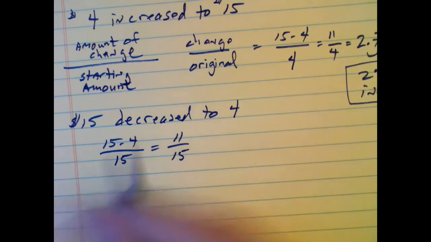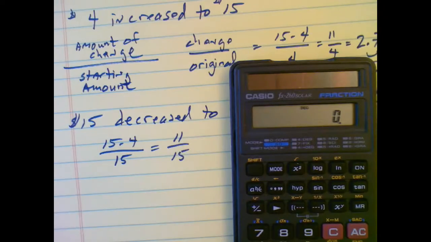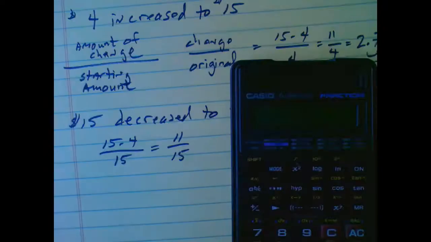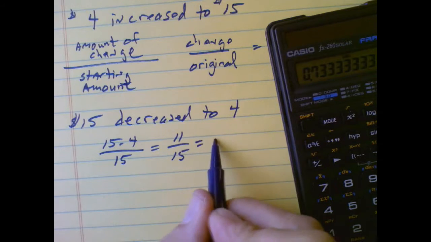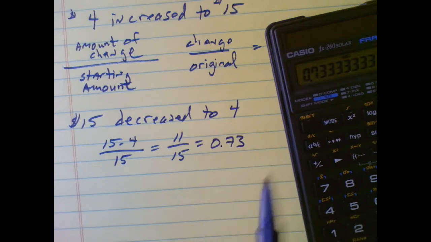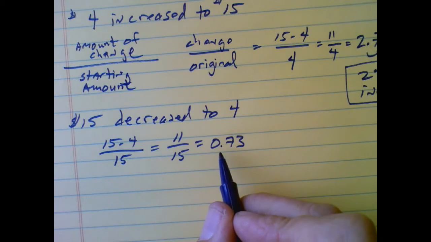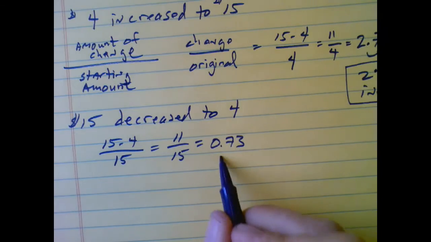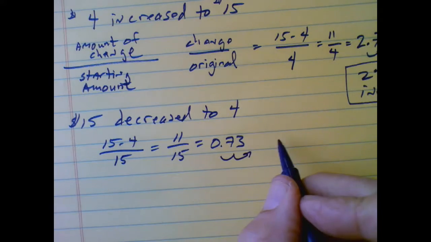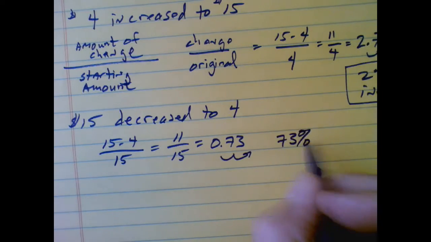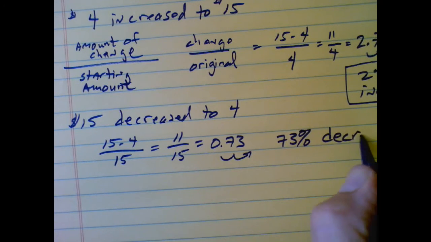Now I have 11 over 15, and when I put in 11 divided by 15, I get what looks like 0.73, and I will stop at the hundredths position in this case. So what's this as a percentage? Well, I'm going to move the decimal point over 2 places, and this is a 73% decrease. You don't want that to happen to your stock.